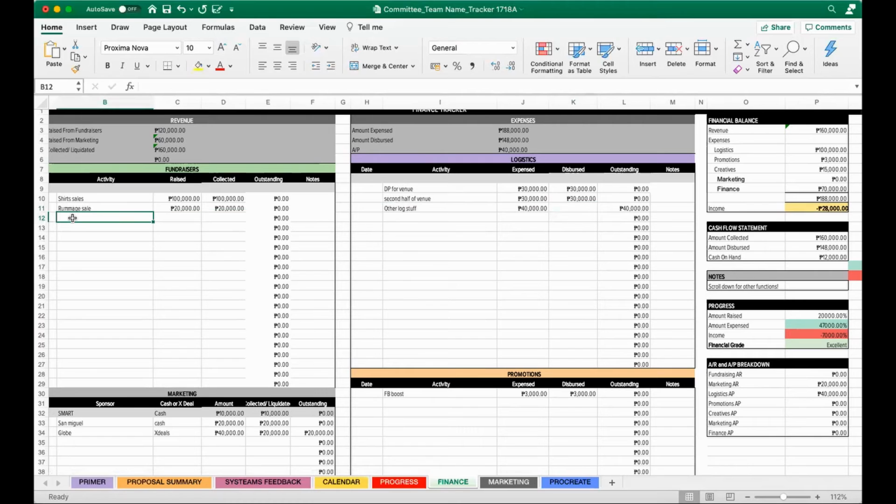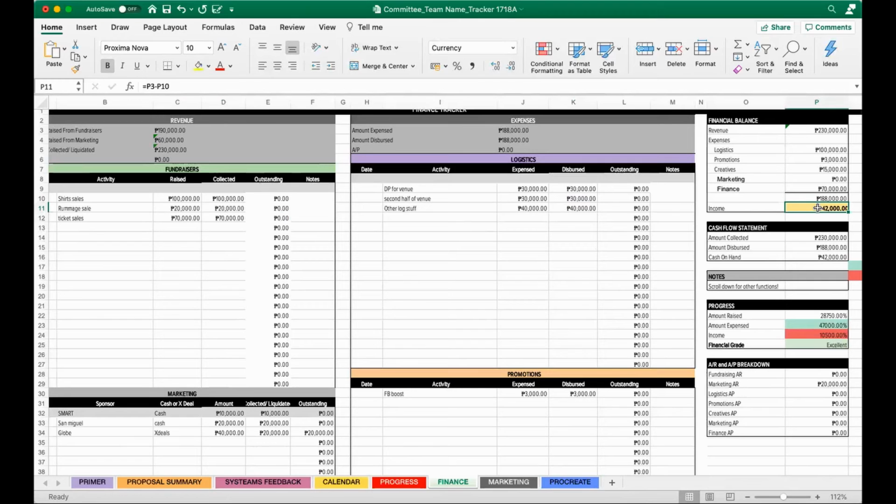So we have ticket sales. And let's say we got around 70K worth of tickets. And then earned 70K. I mean, collected all 70K. And then at the end of the event, we were able to pay all of our lodge stuff now. So disbursed 40K. So at the end of our project, we ended up having an income of 42K.